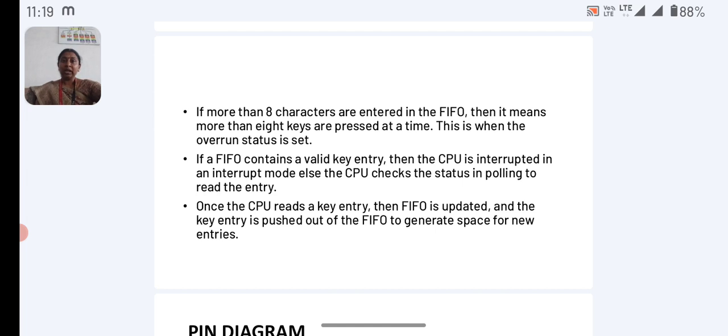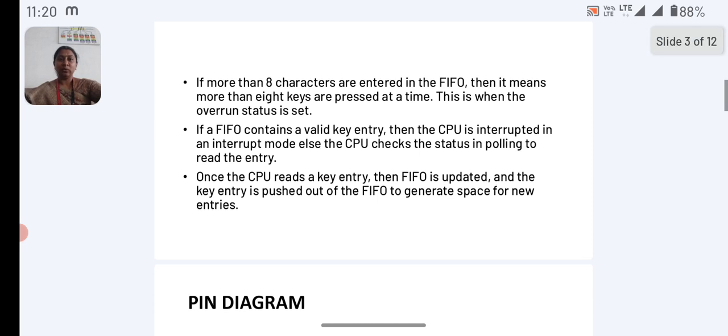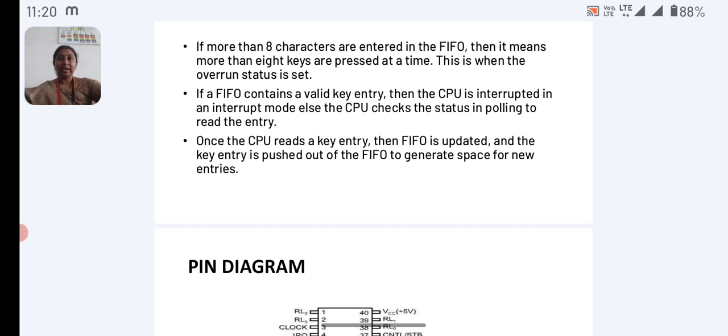If more than 8 characters are entered in the FIFO, it means more than 8 characters are pressed at a time, and this is set as the overrun status. If the FIFO contains a valid key entry, then the CPU is interrupted in interrupt mode, else the CPU checks the status in polling mode. Once the CPU reads a key entry, the FIFO is updated, and the key entry is pushed out of the FIFO in order to generate space for the next key entries.